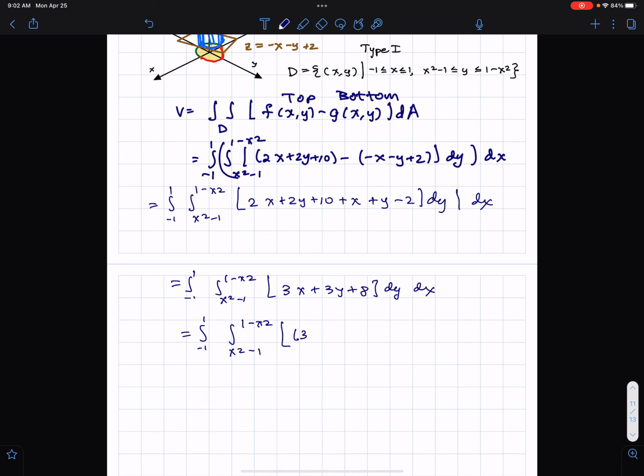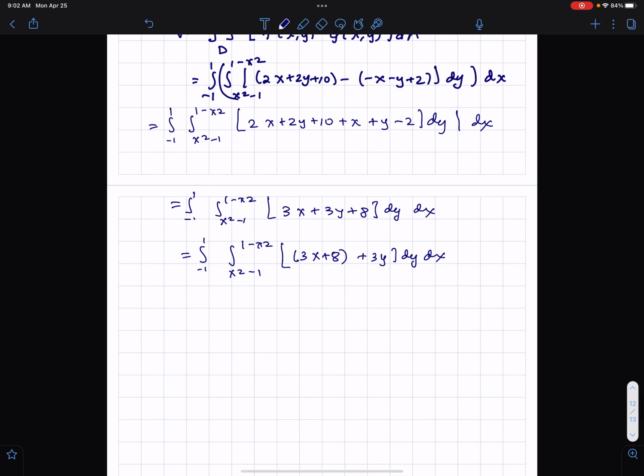I'm going to take this 3x plus 8 and just put parentheses around that because that's a constant with respect to integrating with respect to y. And then 3y. All right, so I'm sort of stretching that part out, but now I'm going to integrate. I have the constant with respect to y, and that's 3x plus 8. So I'm going to do 3x plus 8 times y, and then I have this y here, and so I'll have 3y squared over 2. And then I'm going to evaluate from x squared minus 1 to 1 minus x squared.